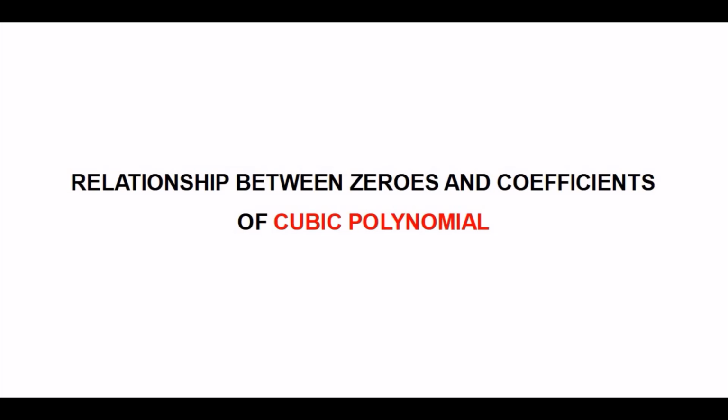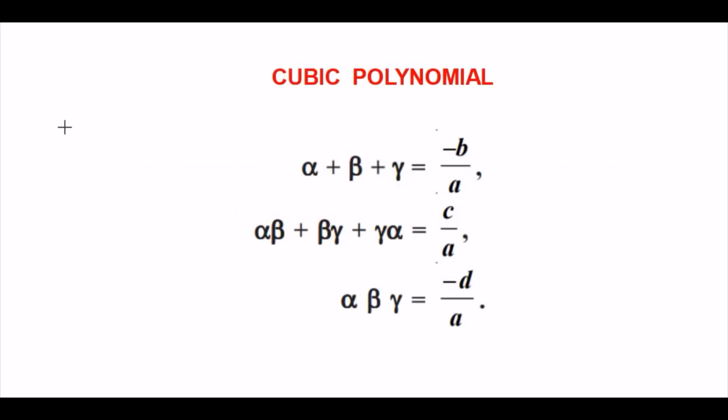Hi students, in today's class, let's check the relationship between zeros and coefficients of a cubic polynomial. So you know, the standard form of a cubic polynomial is ax cube plus bx square plus cx plus d, where a not equal to 0. That is, if a is 0, it will not be a cubic polynomial. So you should always write this condition, that is a not equal to 0.